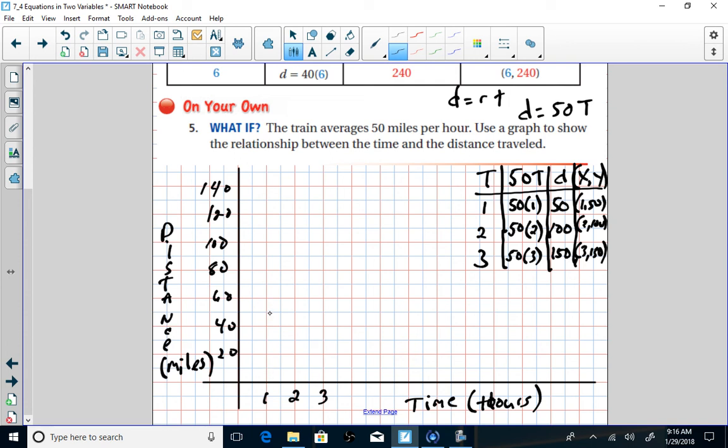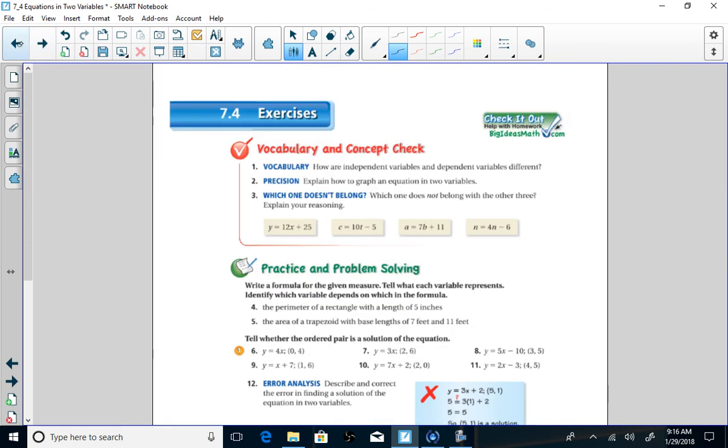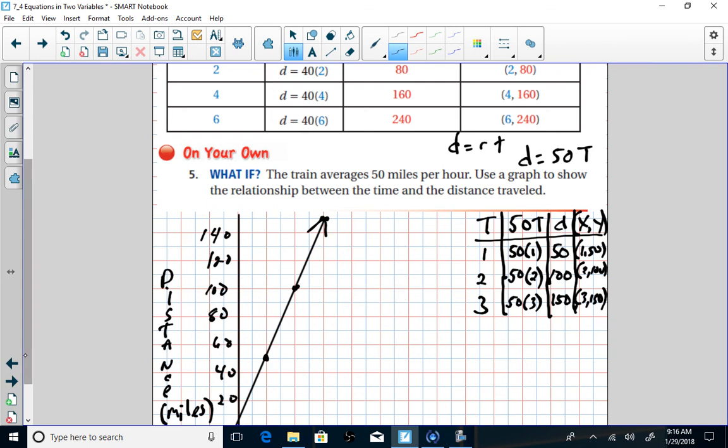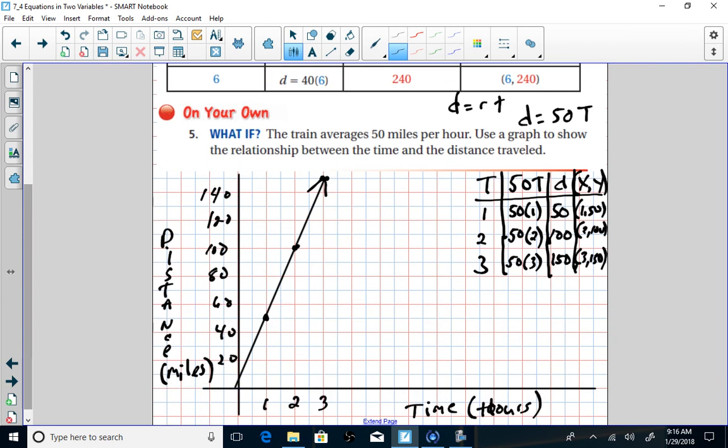So we have 1, comma 50 is our first ordered pair. 2, comma 100 is our second ordered pair. And 3, comma 150 is our third ordered pair. Remember, your points should go in a straight path. If you can't connect those points using a straight line, you did something wrong. All right? And that's it. I believe that's the last part of the lesson, and hopefully that's going to be helpful. You guys are going to work on the exercises and do your best with it.